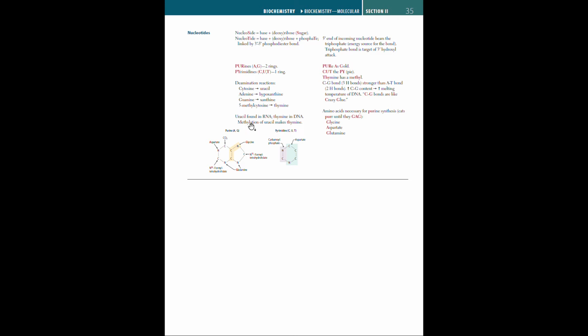Uracil is only found in RNA, so that's the unique part of uracil, and thymine is in DNA. Methylation of uracil makes thymine. So yeah, now you know.